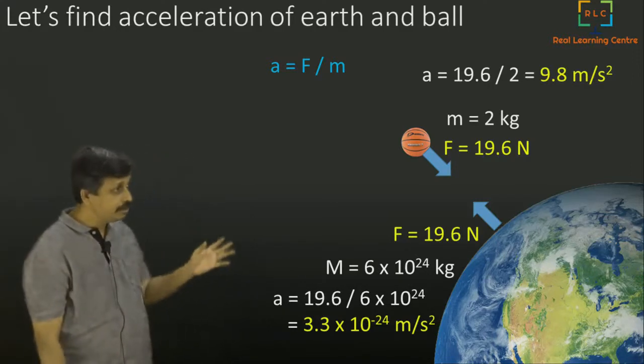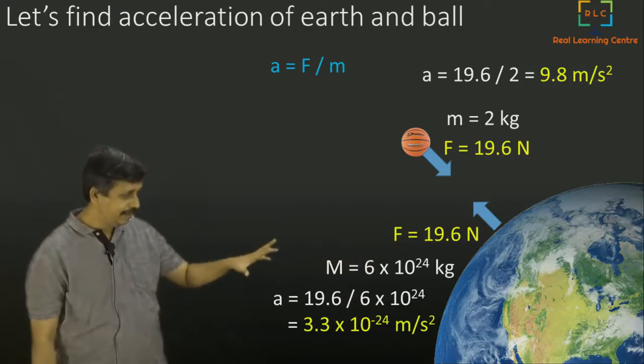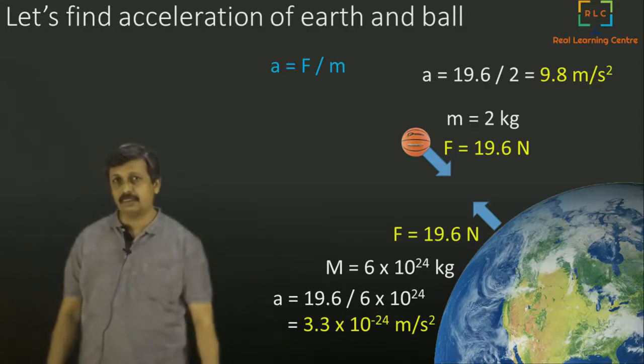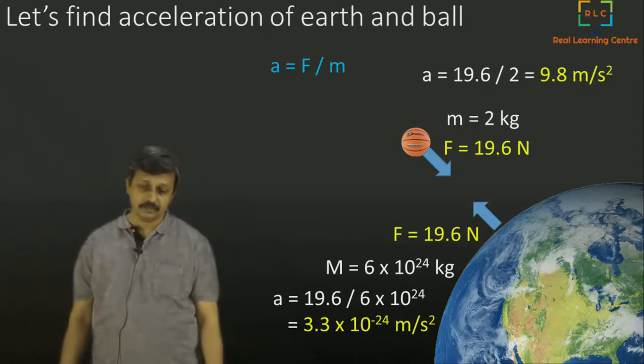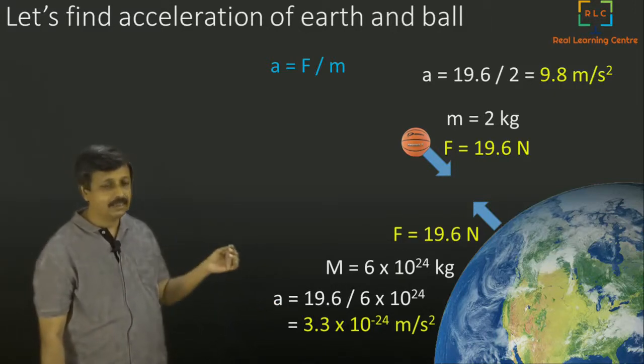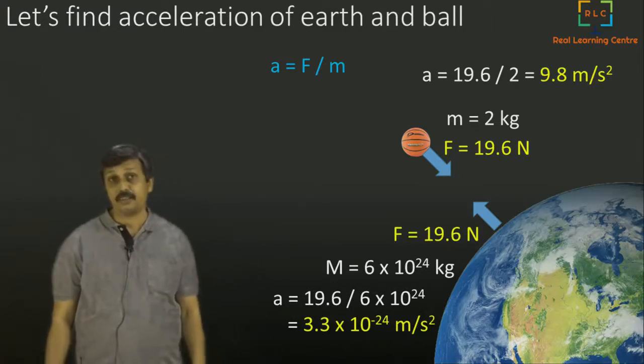So there may be many such balls and people around the Earth. All of them are actually causing a little bit of acceleration in all directions, and they are probably neutralized. Hence, Earth doesn't move anywhere. Okay, so the ball's acceleration is given by 9.8 meter per second square.